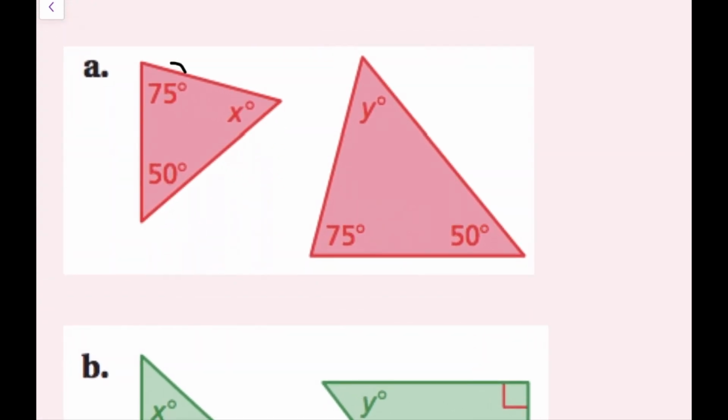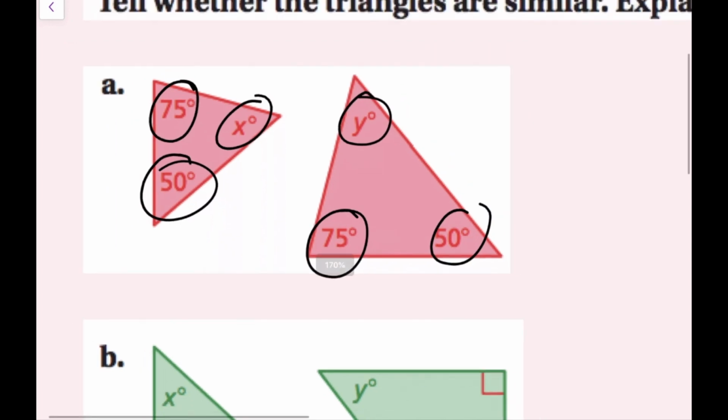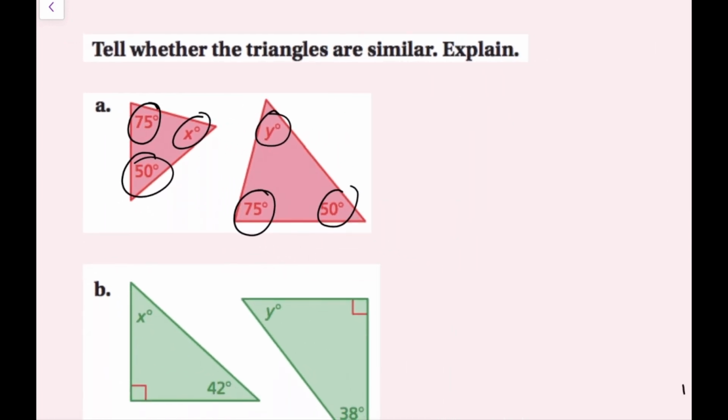I see that I have a 75 and a 75. Well, that's good. I see I have a 50 and a 50. So I have my two angles. Therefore, my third angle has to also be congruent. So X and Y are also congruent. So yes, these are similar. And the reason is because we have two angles that are congruent in these triangles.